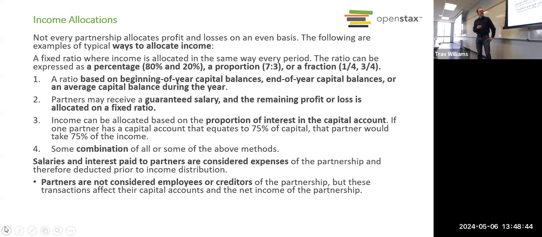Interestingly, salaries and interest paid to partners are considered expenses of the partnership. They get taken out before you distribute the rest of the proceeds. So it's kind of strange because a partner is not an employee, but they can get a salary. And that salary comes out of the profits of the company, and then whatever's left over gets divided up amongst the partners. We'll see how sometimes it's better as a partner to get a salary instead of a bigger share of the profits. It just depends on the situation.